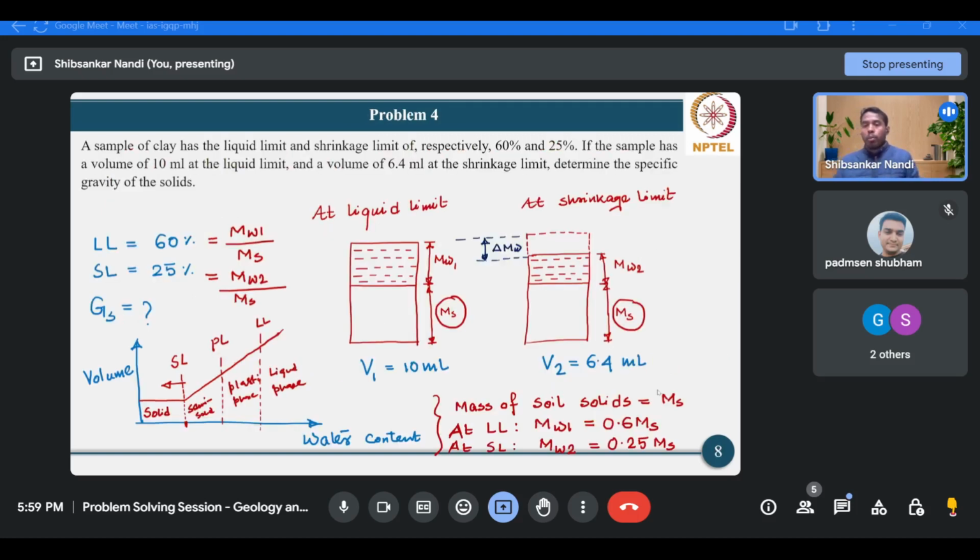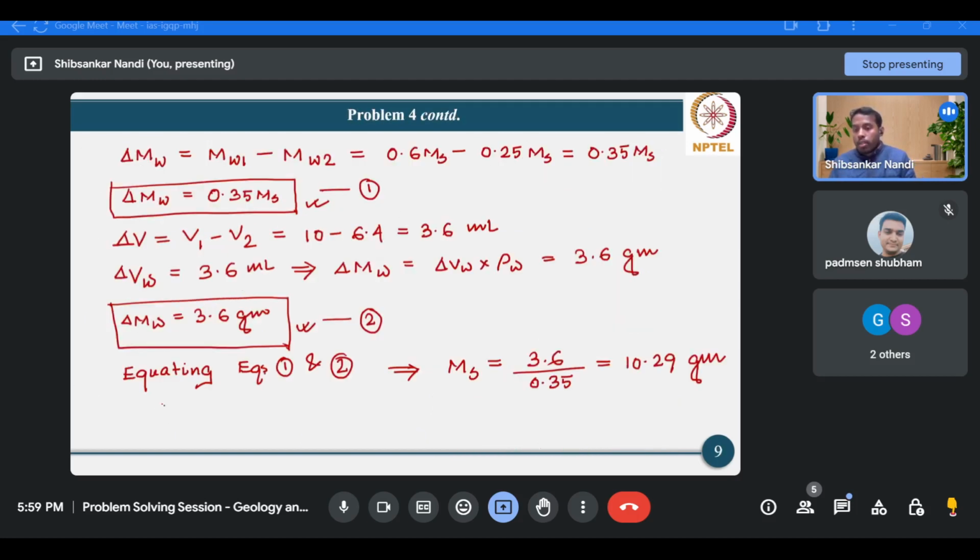Now what we have to determine? We have to determine the GS, that means specific gravity of soil solids. Now what is the definition of specific gravity of soil solids? This is nothing but rho S by rho W, the ratio of density of soil solids to density of water. Again, this rho S will be Ms by Vs, mass of solid by volume of solid, and rho W we know is 1 gram per cc.